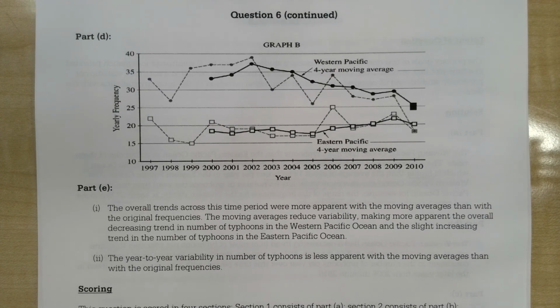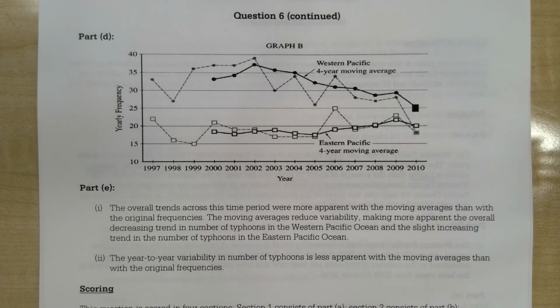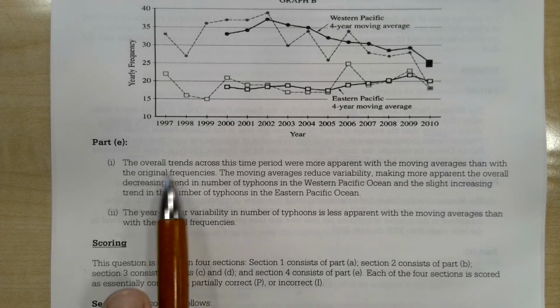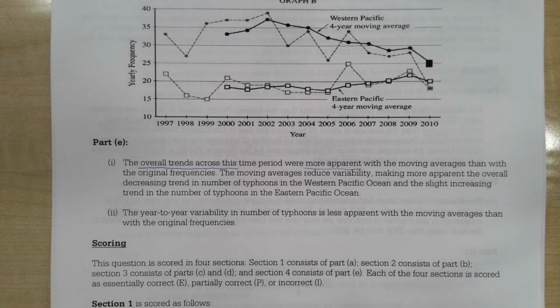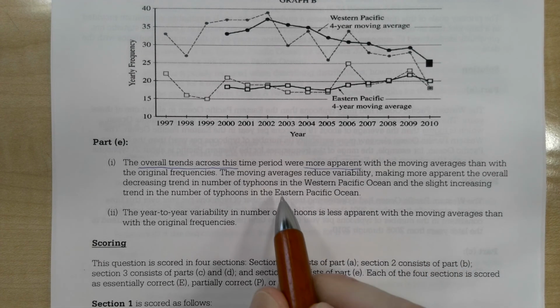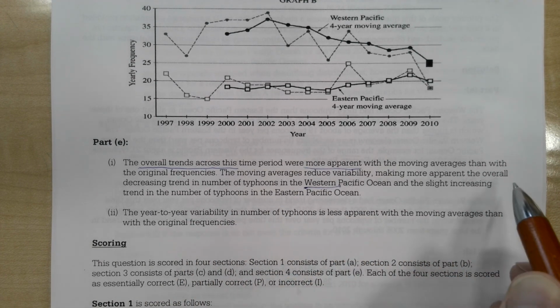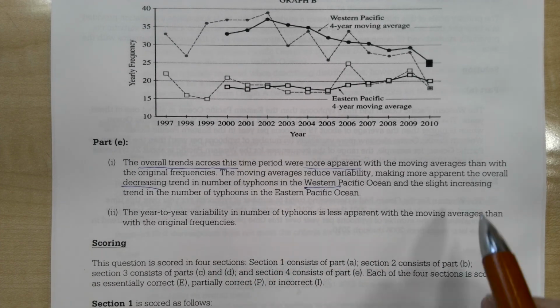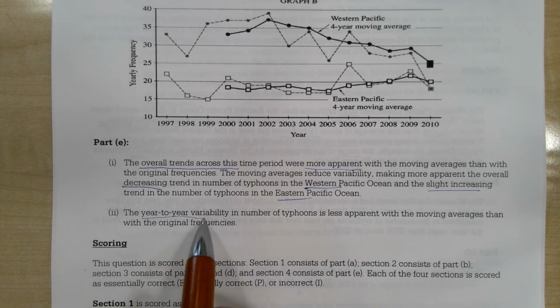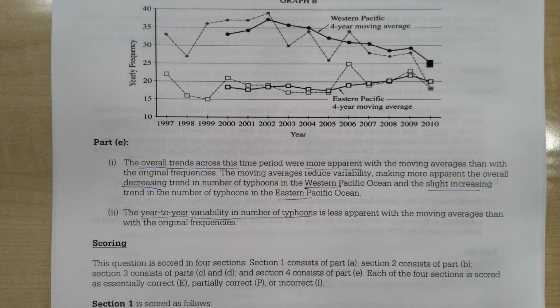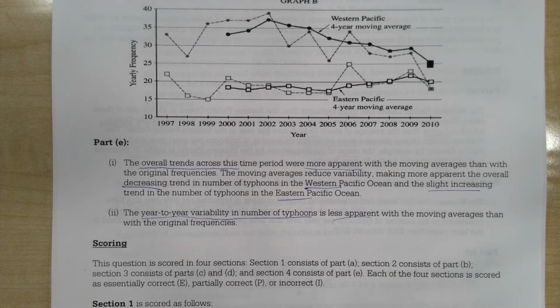Let's see what the scoring guide looks like. So there's their plot point that they did for that part. And then they talk about here the overall trends were more apparent, right? And they also go on to tell you what they were. So the number in the Western Pacific is decreasing, and there's a slight increase in the Eastern Pacific, right? And then what do you lose? The year-to-year variability in the number of typhoons is less apparent. You can kind of get an idea, but yeah, it's not as apparent.